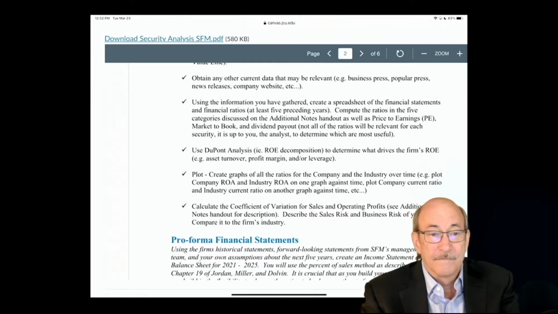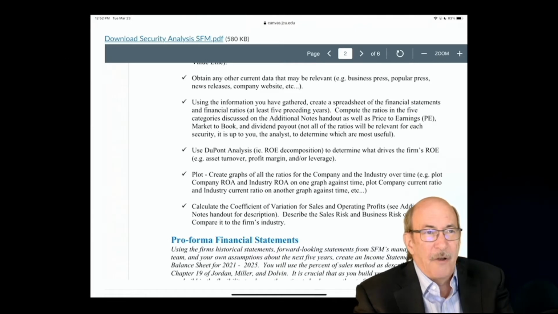For the submission of this, is it just going to be something on Canvas? Yeah, what I'll do is I'll open up an assignment and allow you to upload both Word doc and Excel and PDFs. Okay, thank you.